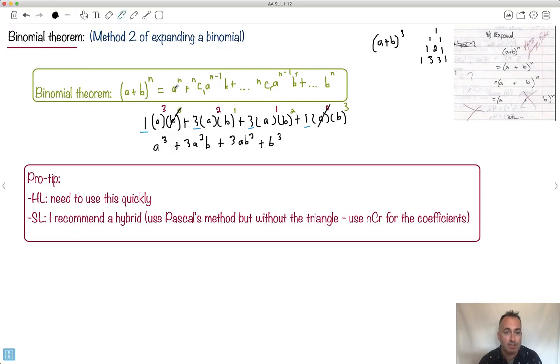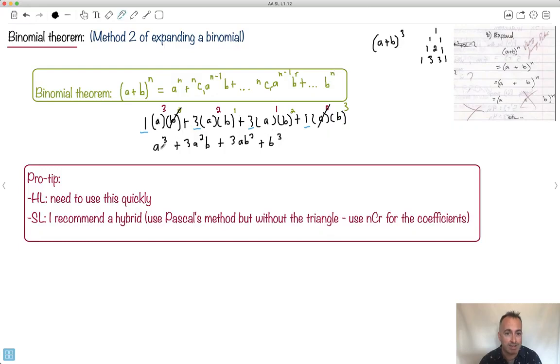Notice what happens. It says, look, your powers of a start off as n. The next one goes down by 1. Well, yeah, look, 3, 2, 1, 0. Look, it goes down by 1. It keeps going down by 1 until there's none left. Conversely, look at what happens with the b's. There's no b here. That's because it was b to the 0. The next one has 1 b. Do you see there's only b to the power of 1? Keeps going up until you're up to b to the n, which is the last term.